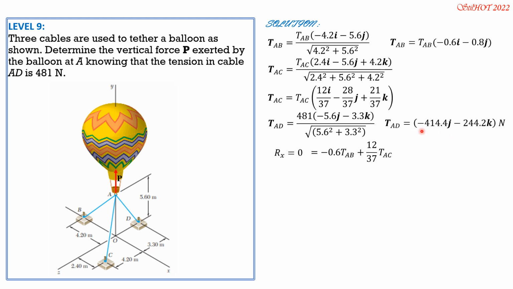Then there's no X component for tension AD, so we can express tension AC in terms of tension AB. Tension AC is 0.6 times 37 over 12 tension AB, so it is 1.85 tension AB. Tension AC is 1.85 tension AB. Then RZ is 0 so that we can solve tension AC.